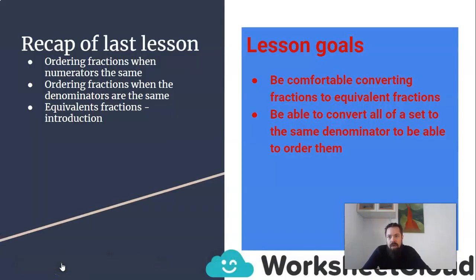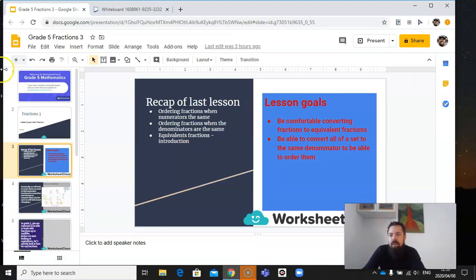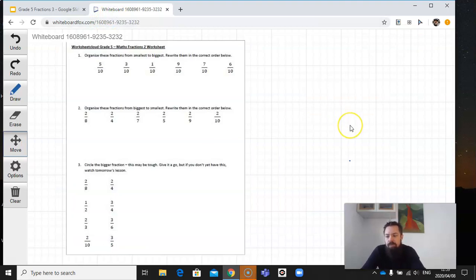All right, to recap from last lesson. In last lesson, we looked at ordering fractions when the numerators are the same, ordering fractions when the denominators are the same, and we started looking at equivalent fractions. So before I go to the lesson goals, let's have a quick look at yesterday's homework.